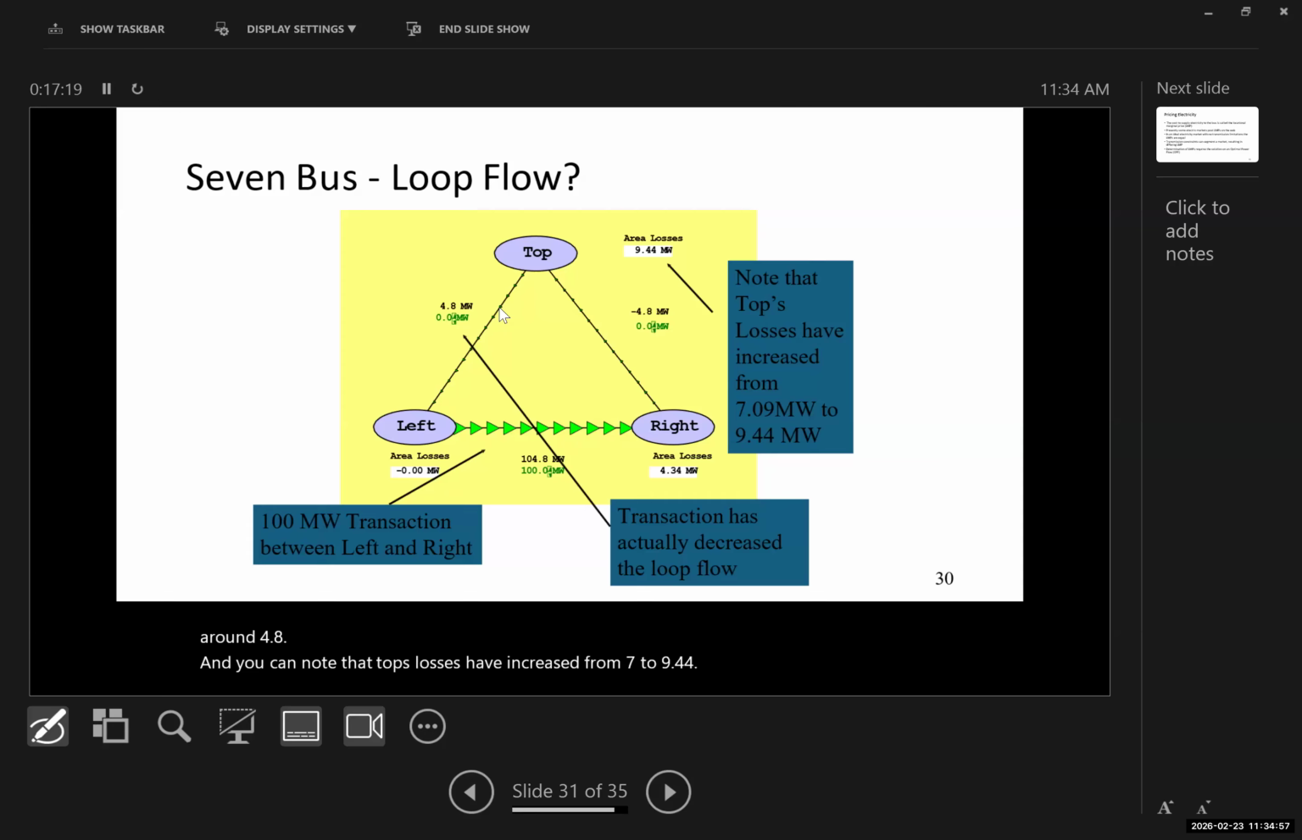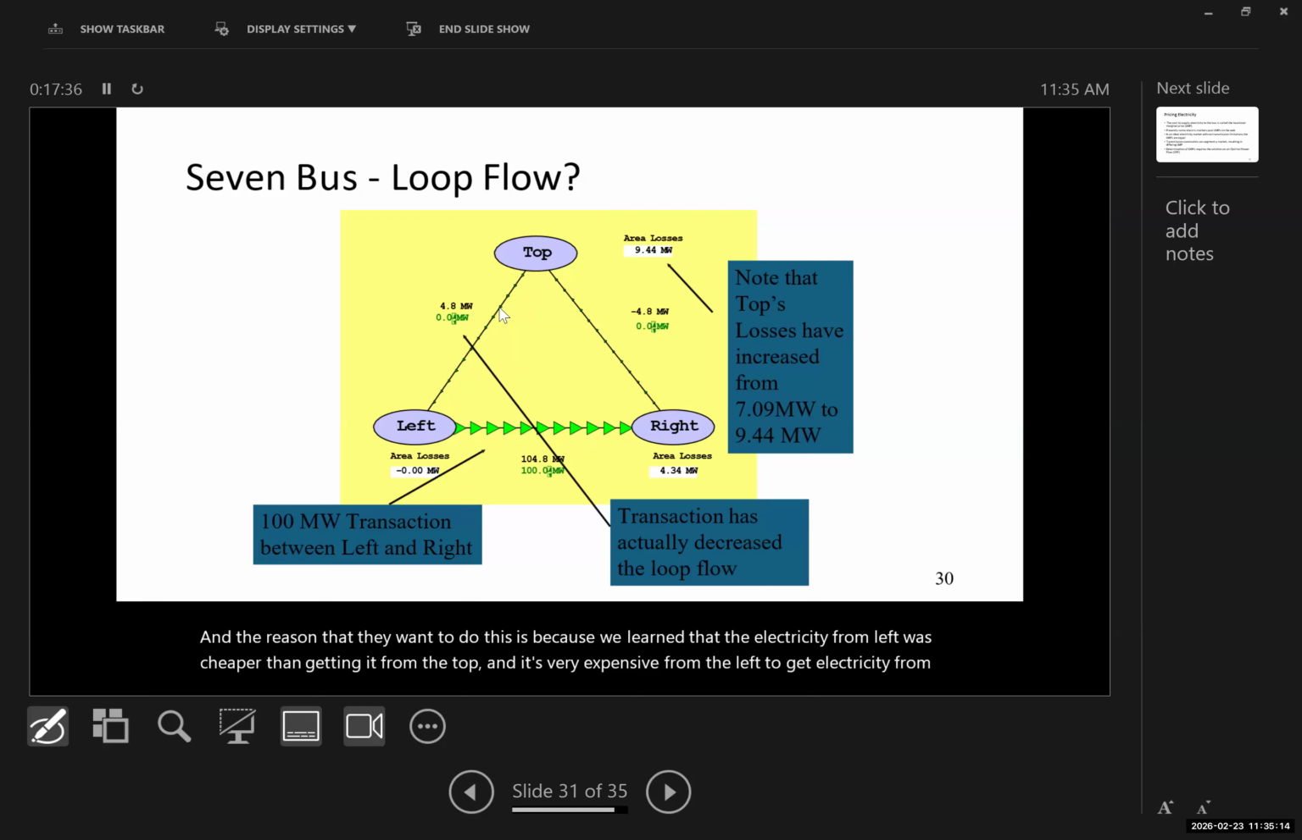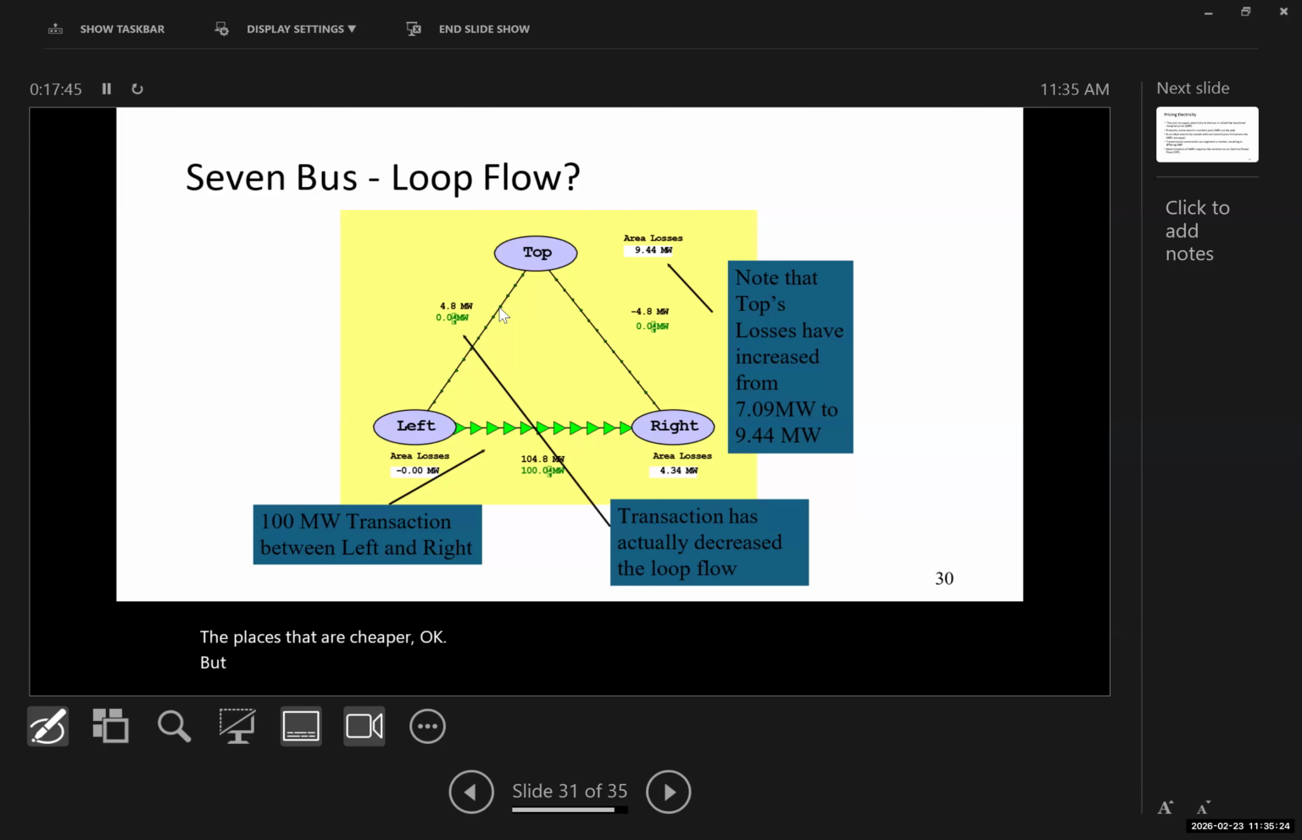And the reason that they want to do this is because we learned that the electricity from left was cheaper than getting it from the top. And it's very expensive from the left to get the electricity from top. So there would be an increased demand on getting the electricity from the places that are cheaper, okay? But on its own, you're going to put a lot of pressure on the transmission lines that get the power from the cheaper generator market.